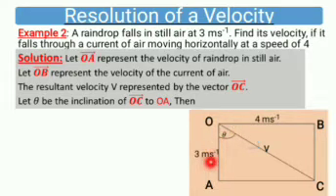The velocity in still air is 3 meters per second. Then the velocity of the air current is 4 meters per second. Now the resultant velocity is represented by OC here. So let theta be the inclination of OC to OA, which means to the raindrop in still air.